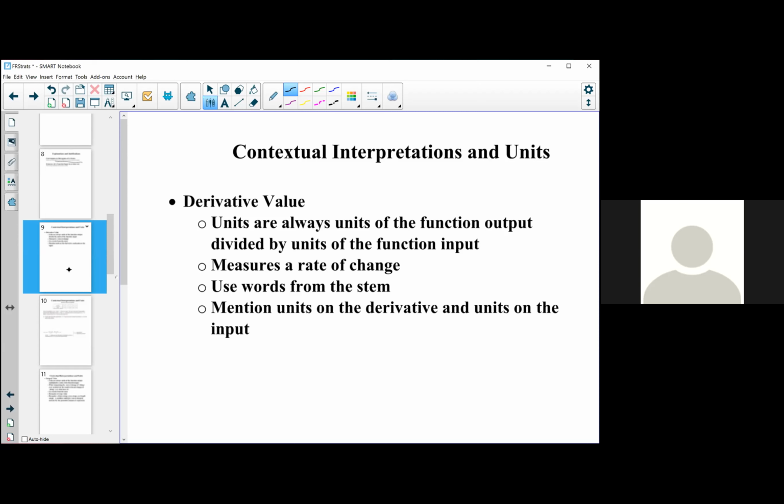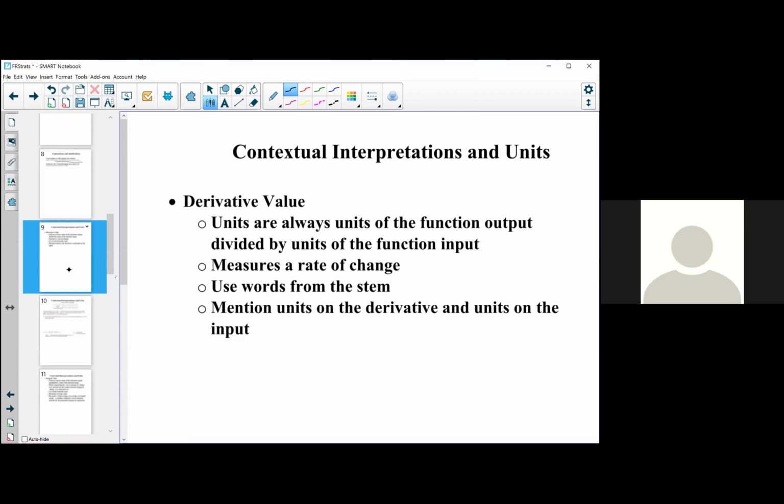And so by golly, the units have to be the units in the numerator divided by the units in the denominator of that definition, meaning the units on the function output divided by the units on the function input. Your description of the meaning of a derivative should always say something about a rate of change. It's the rate of change of the function with respect to the independent variable. Just use the words from the stem of the problem to figure out what the meaning of the function is. Don't try to make it up yourself.